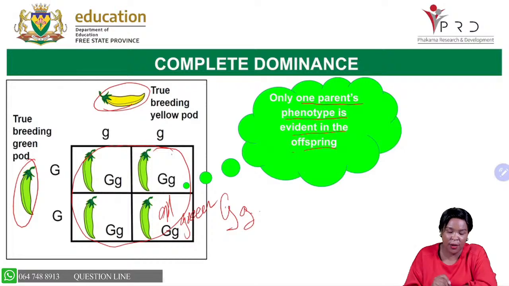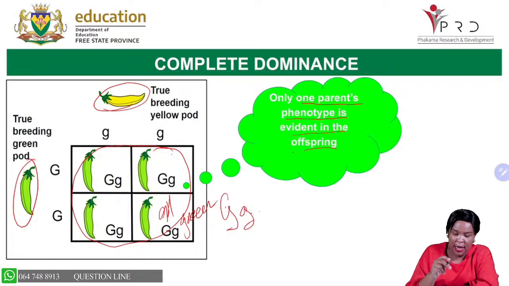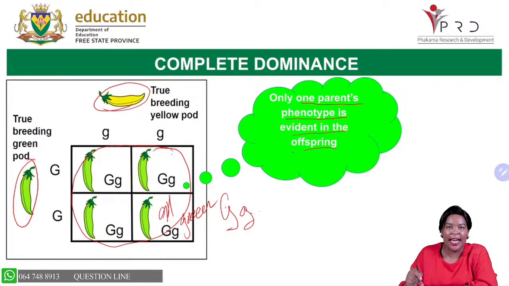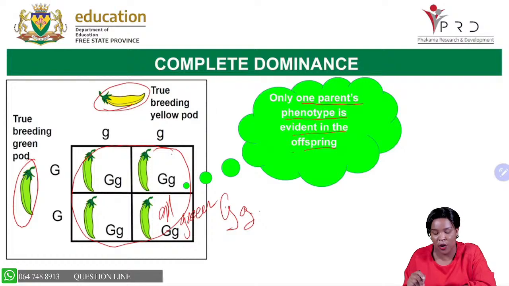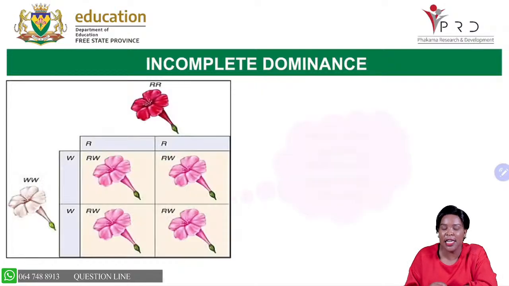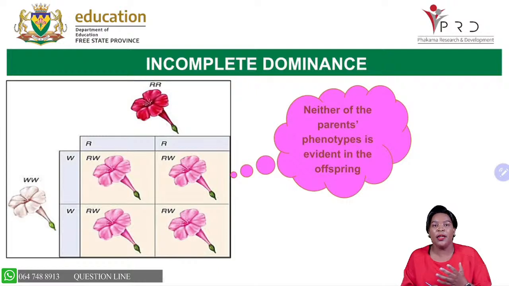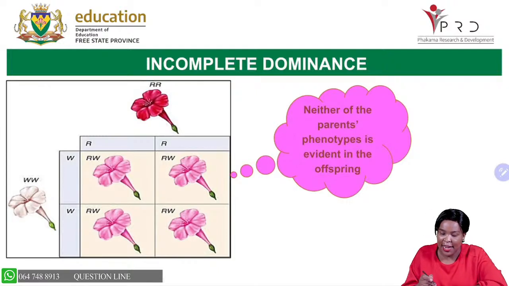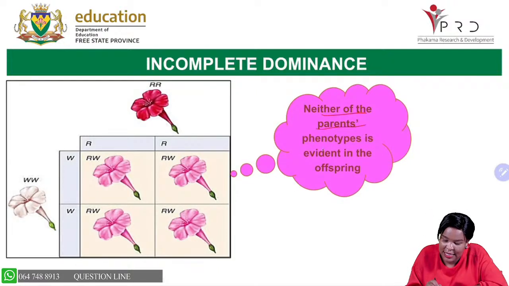So in your question, when they tell you that when you cross a flower pot that is yellow with the one that is green, all offspring were green, that information must tell you that they are talking about complete dominance, meaning green is completely dominant over yellow. Let us take a look at the second one. The second one is incomplete dominance. Incomplete dominance, this will be neither of the parents' phenotype is evident in the offspring.